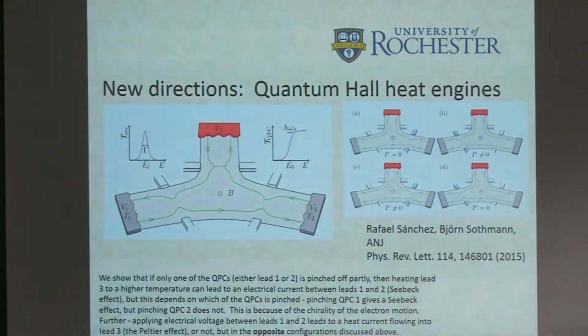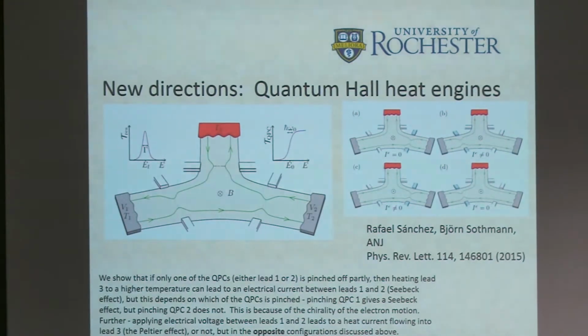But it's so beautiful because, so this is the Seebeck effect, right? I heat and I generate electrical voltage. But now I can ask about the Peltier effect. What if I do the reverse? What if I apply voltage? Do I generate heat current? It turns out in this geometry, there's actually no Peltier effect at all. So I can completely separate the Peltier effect from the Seebeck effect using the chirality of the transport.